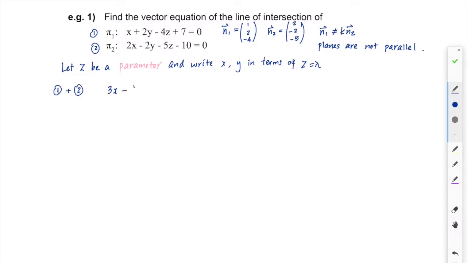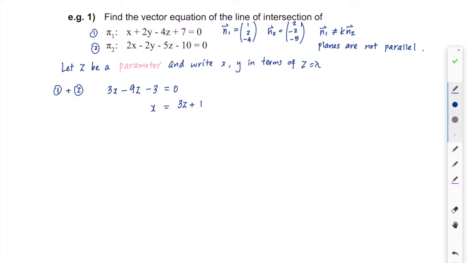Based on what we said, if I add the two equations together, I'm going to have 3x - 9z - 3 = 0. So x technically is 3z + 1, when I rearrange the equation.